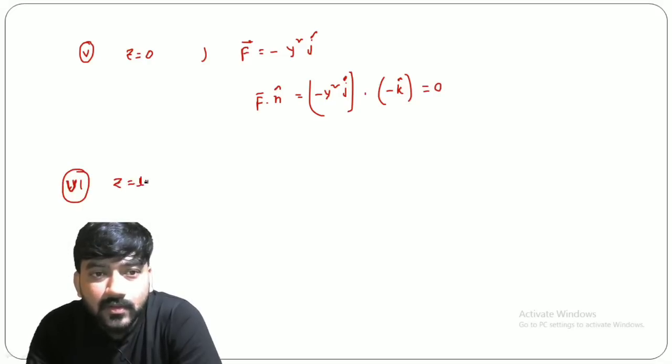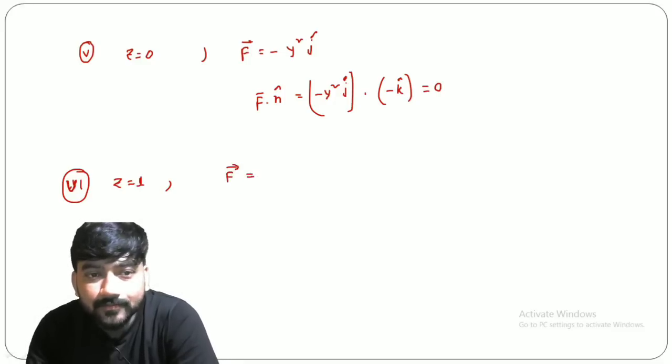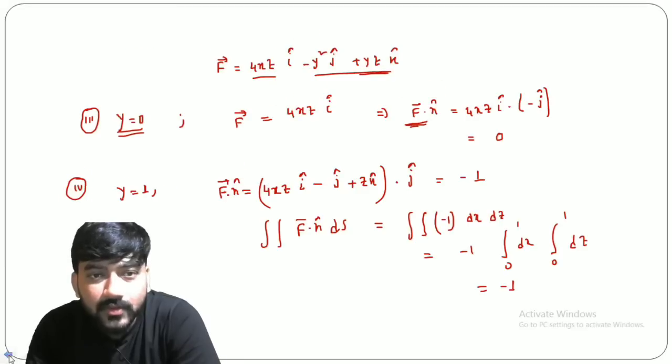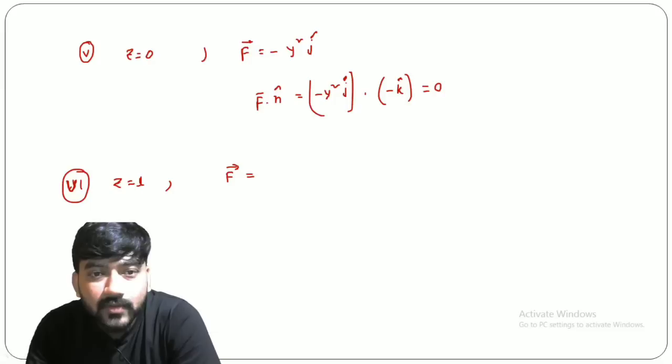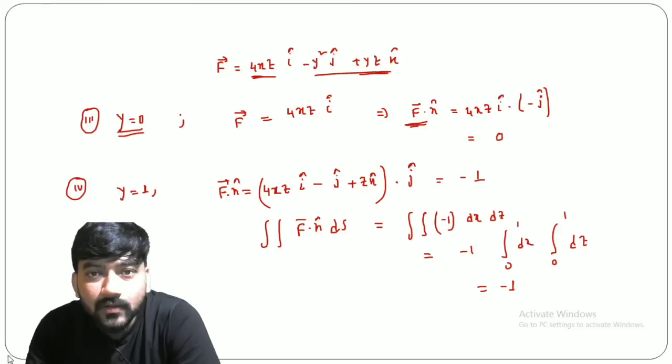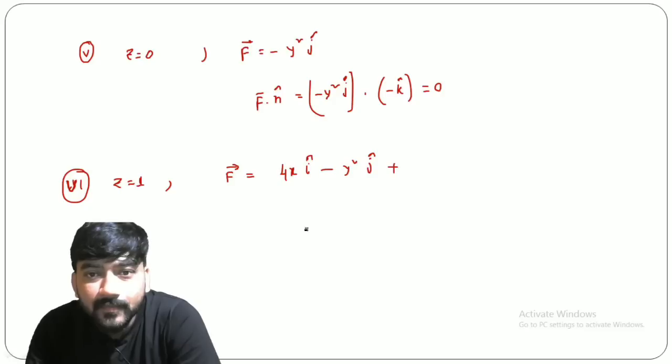The last surface will be the z is equal to 1 surface. Now for the z is equal to 1 surface, what is f? Let me see again, for z is equal to 1, f will be 4x i cap minus y square j cap plus, for z is equal to 1, only y k cap. Now if we talk about f dot n, it will be with k cap, so it will be y.